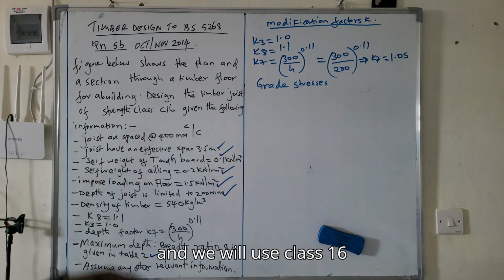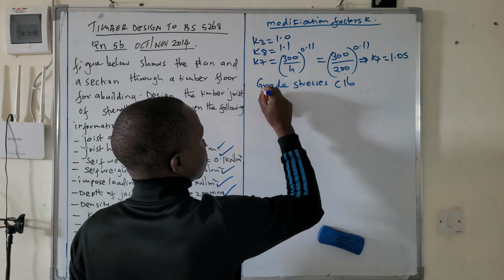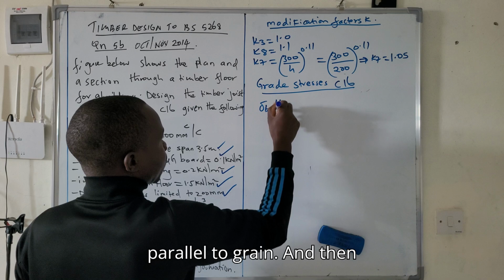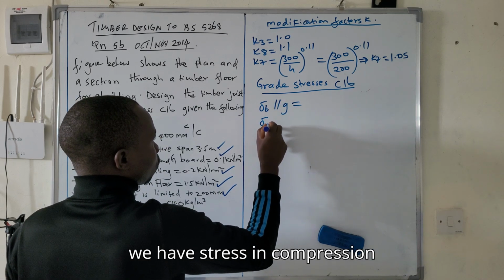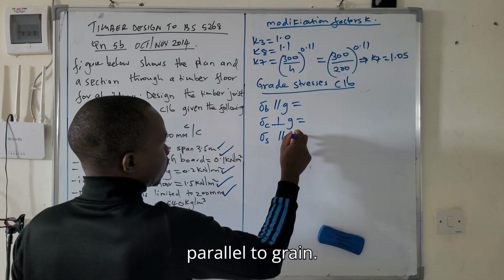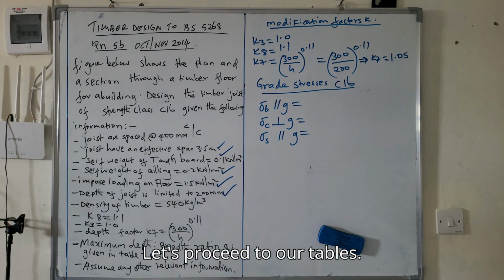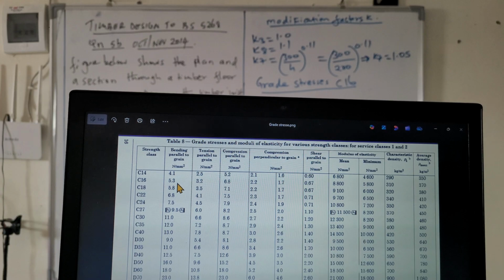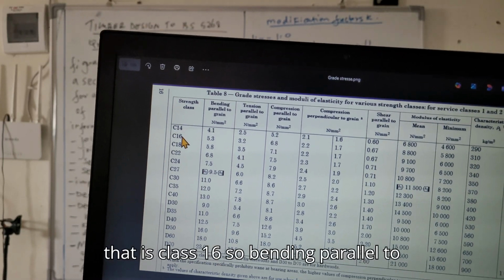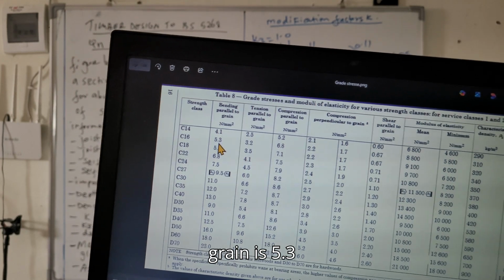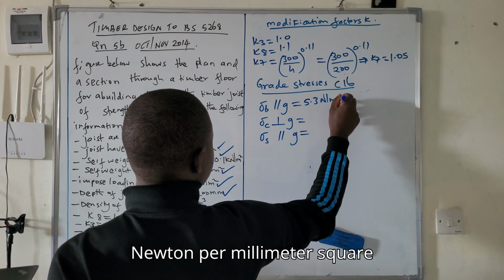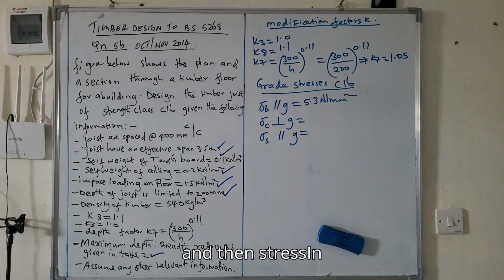After modification factor, we'll proceed to grade stresses. And we will use class 16 to obtain grade stresses. So you have stress in bending parallel to grain. And then we have stress in compression perpendicular to grain. Again, we have stress in shear parallel to grain. Let's proceed to our tables. So that is the table. You can see class 16. So bending parallel to grain is 5.3 Newton per millimeter square.